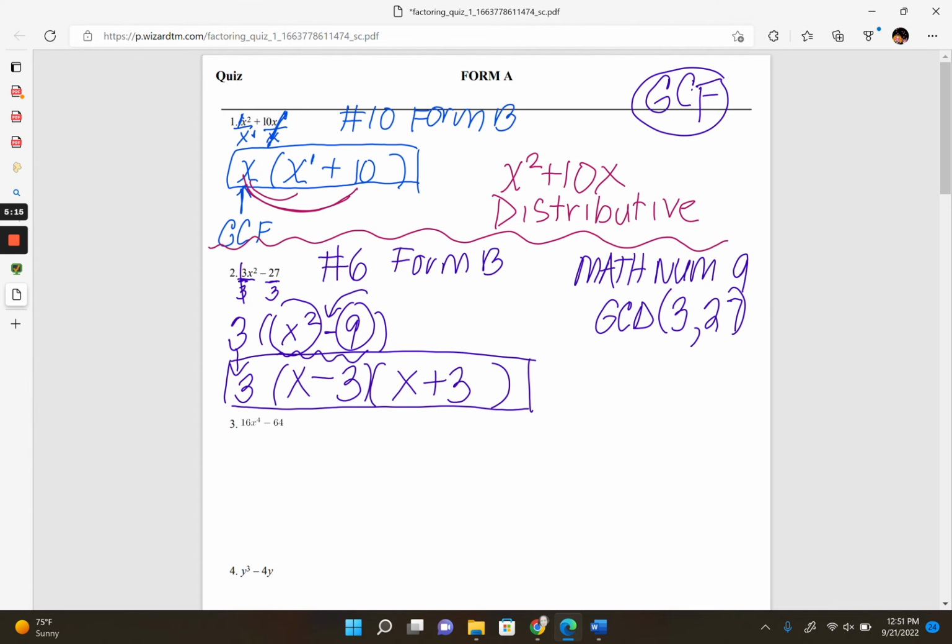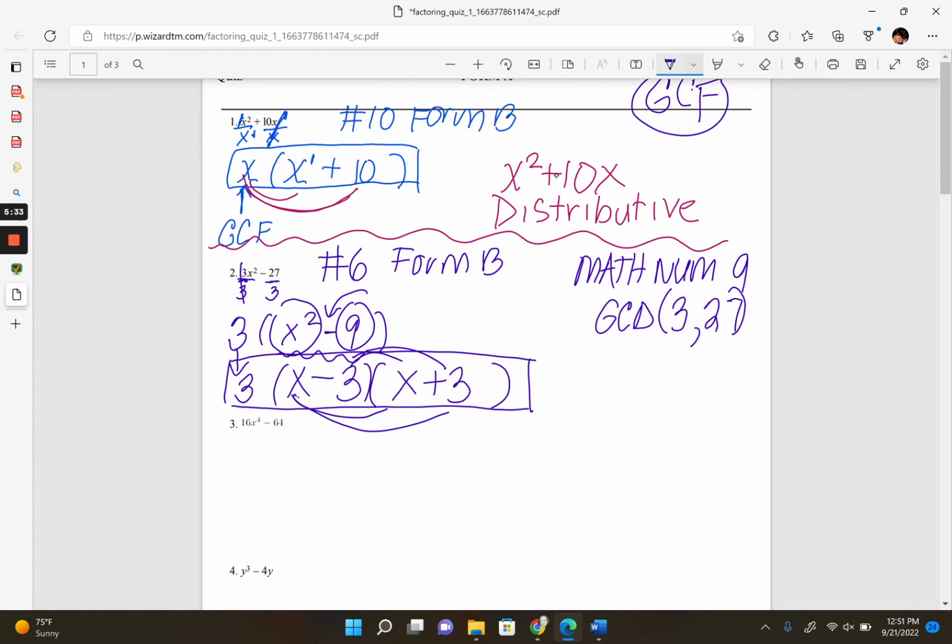At some point, you could definitely double distribute this out. Remember, we said some people use FOIL, but you could double distribute here and here and here and here, then multiply by the 3, and you'll get the original problem back. We'll try one of those in a little bit.